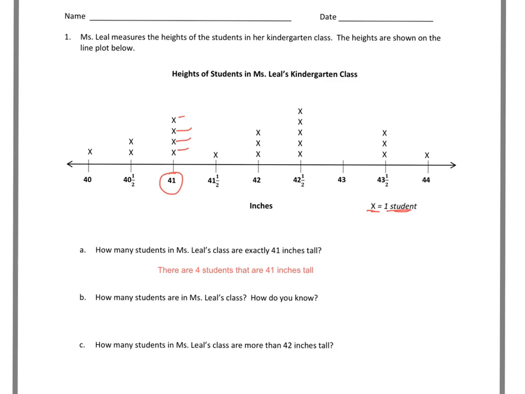How do you know? So I want to go through and I want to count how many X's there are over each measurement. That's going to help me out, because now all I have to do is add up all the X's. So I could count each individual one, or I could add up 1, 2, 4, 1, 3, 5, 3, and 1. And that will give me my total amount. So once I add all of those measurements up, I'm going to get an answer of 20 total students.